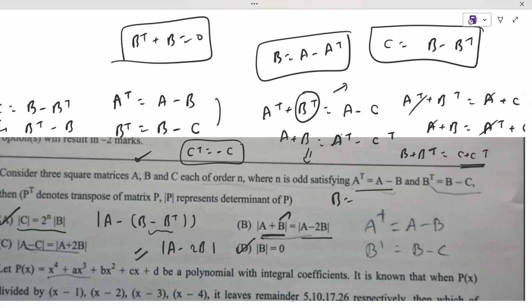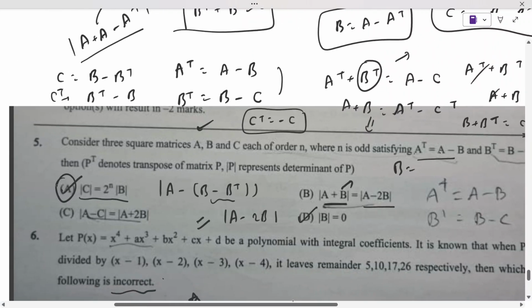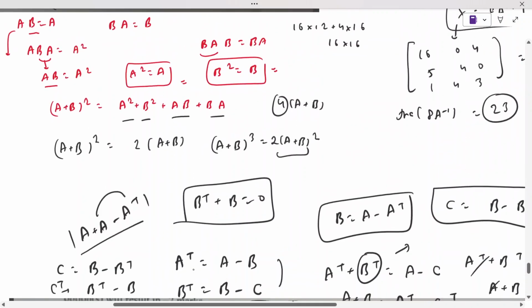So B you can put as A minus A transpose. So this is A plus A minus A transpose, so this is like 2A. But we need A minus A transpose, and in terms of A minus A transpose, we have B. We need 2B actually. Okay, fine. This is again just fine.